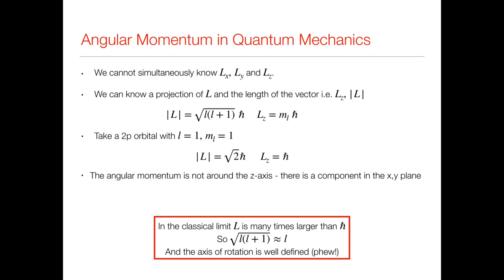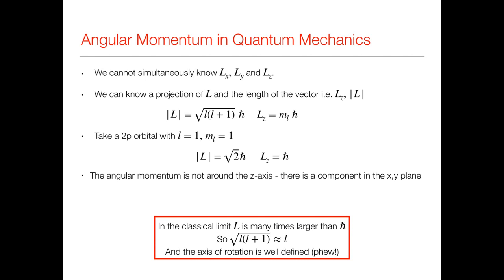Okay, just a little bit about angular momentum in quantum mechanics. As I said, angular momentum classically is a vector. If we have an object and we set it spinning about some axis, and we set up a coordinate system x, y, and z, we can work out its angular momentum around the x-axis, the y-axis, and the z-axis. We can know those 3 things.